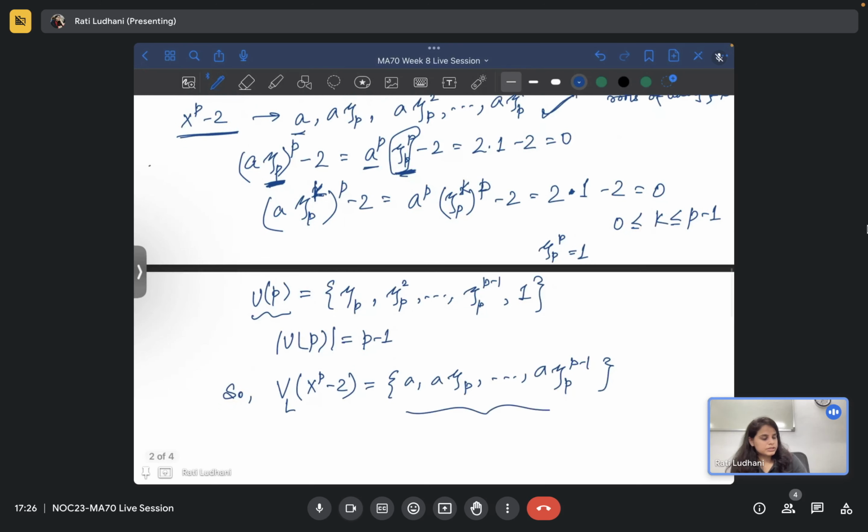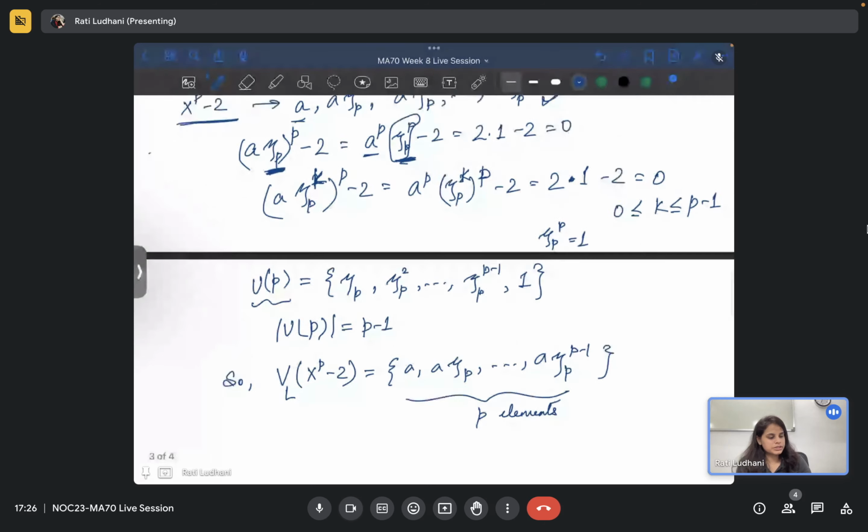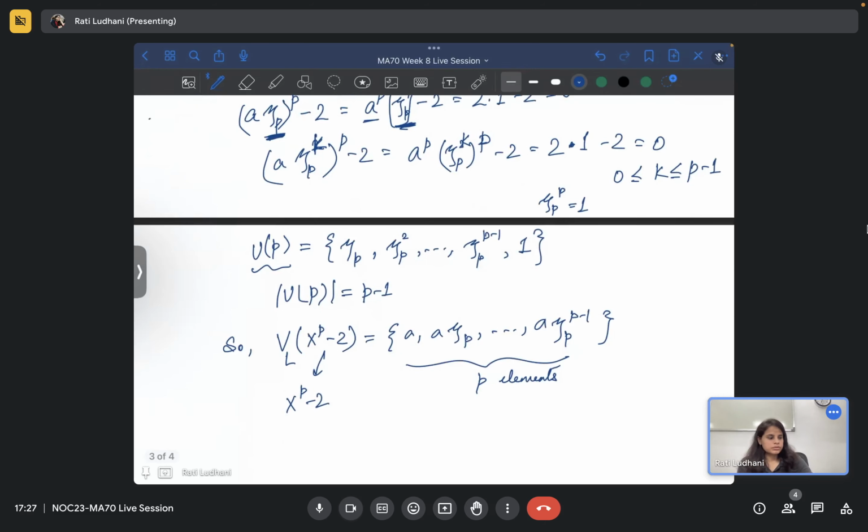Also if you see, these are p elements, so we already have p roots, and this equation is x raised to power p minus 2. In a field we know that the number of zeros will be less than or equal to the degree of the polynomial, that is p. So we have this condition. So these are all roots of x raised to power p minus 2. Is that okay till this step?